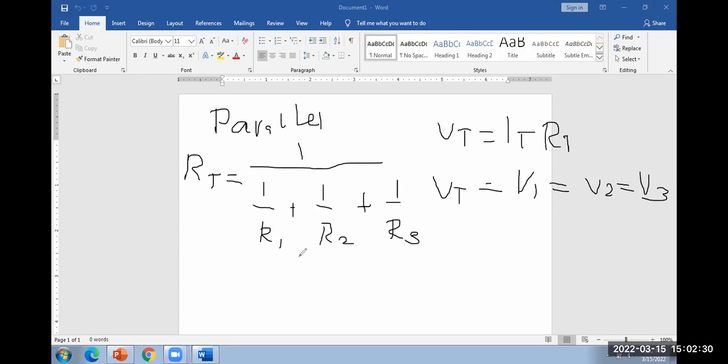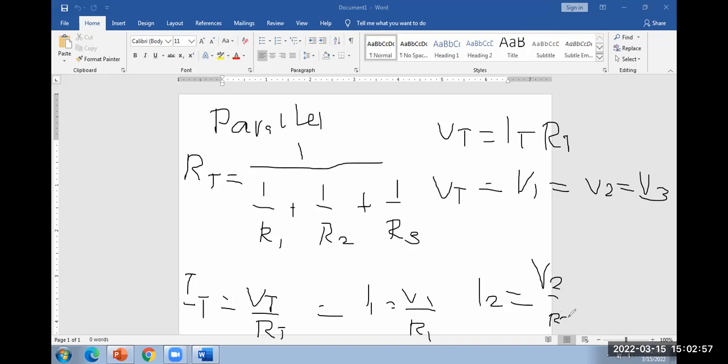Yan. Then kapag current naman ay IT is equivalent to VT over RT, di ba? Pero kapag parallel, kukunin natin yung current isa-isa. Kasi iba-iba naman yung flow nila, di ba? So magiging I1 is equivalent to V1 over R1. Then I2 is equivalent to V2 over R2. Then I3 is equivalent to V3 over R3. So yan naman po kapag parallel circuit. Okay? So yan yung mga formula na dapat natin tandaan.